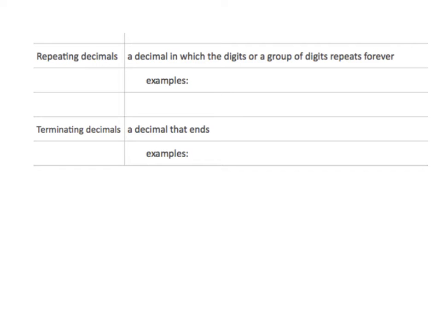So here's where we're going to talk about the repeating and terminating decimals. And again, pause the video so you can write things down if you need to. Repeating decimals are any decimals in which the digit or group of digits repeats forever. Examples: 1/3. If our fraction is 1/3, it comes out to 0.3333333, or we can write it as 0.3 repeating.